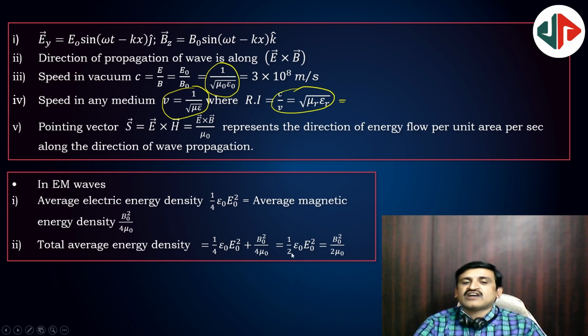So this is half epsilon naught E naught square or B naught square by 2 mu naught. This is total energy transmitted per unit volume. That's why it is the total average energy density.